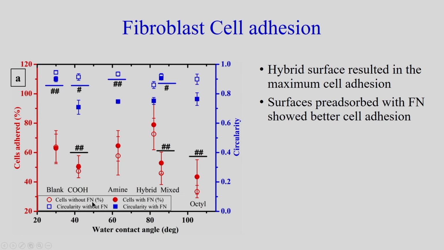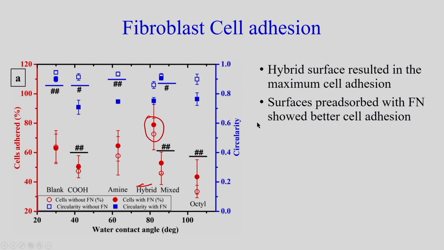So, as expected, in terms of percentage cell adhered, the pre-adsorbed protein fibronectin is the cell adhesive protein. If you compare these two points, there is always an increase in the cell adhered. So, it suggests the surface with pre-adsorbed FN showed better cell adhesion, as expected. Now, the maximum adhesion was observed on the hybrid surface here. So, the hybrid surface is expected to be a potential biomaterial, because it is facilitating the maximum adhesion of osteoblast cells.